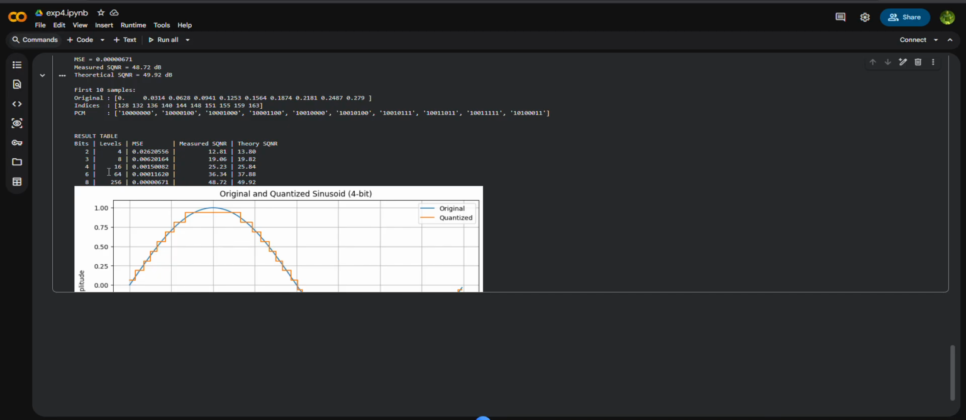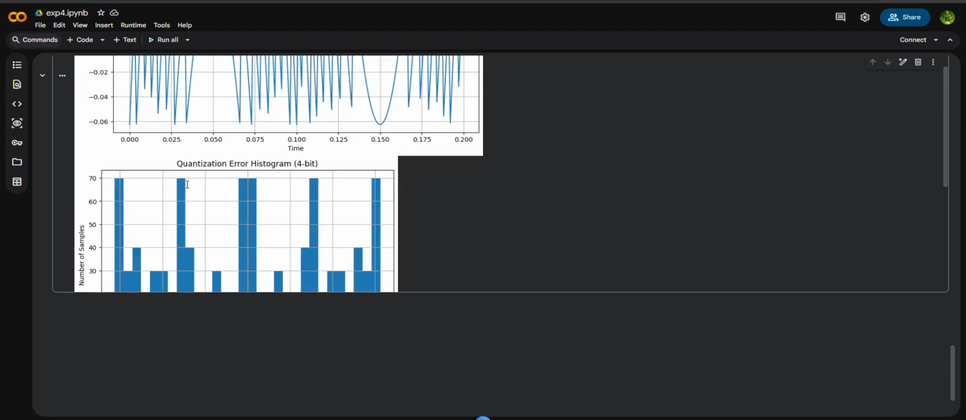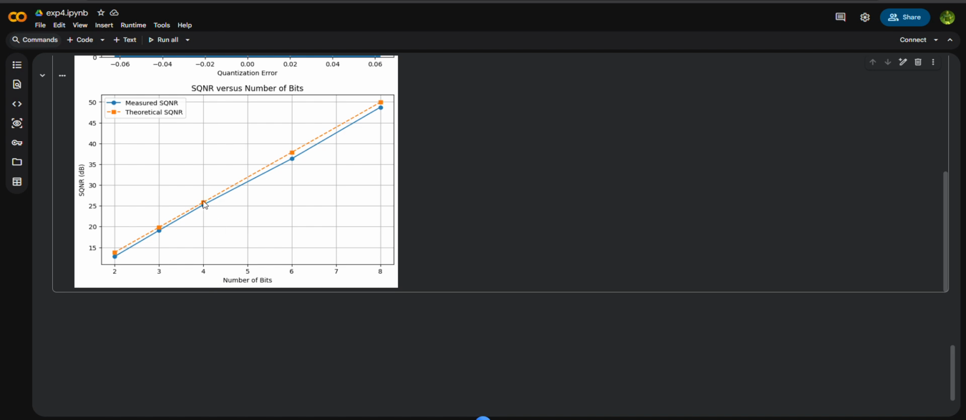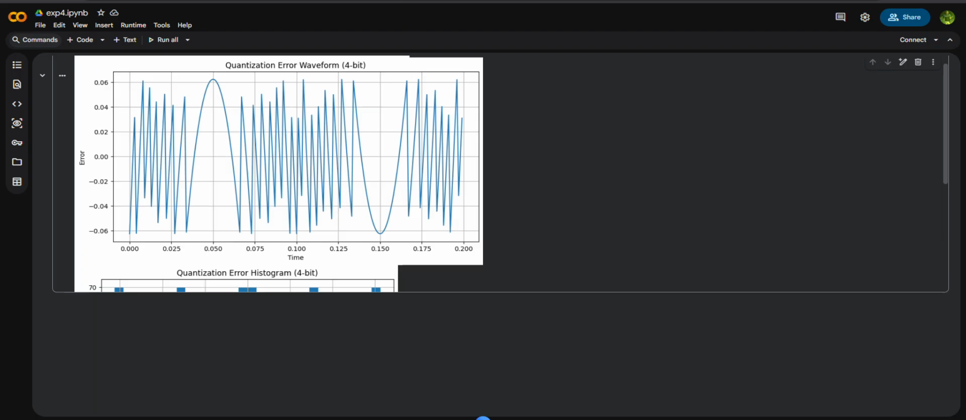In 4 bits, you can see a noticeably smoother waveform. In 6 bits, you can see much smoother, meaning closer, and smaller quantization error. And in 8 bits, you can see the quantized waveform closely follows the original. Every additional bit increases SQNR by approximately 6.02 decibels. Thanks, sir.